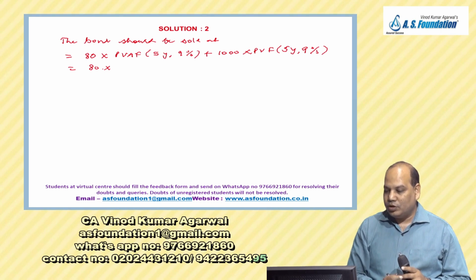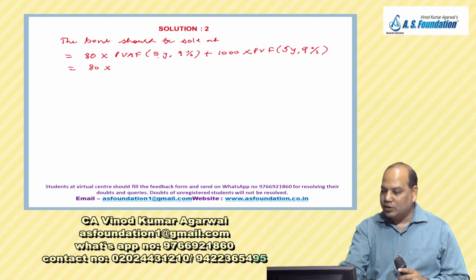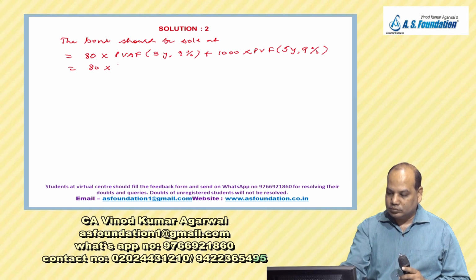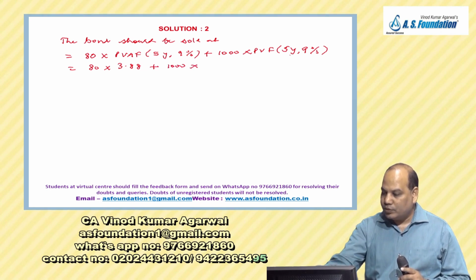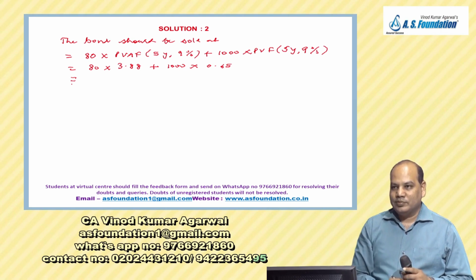Do you have a calculator? What is the factor of 5 year and 9%? 3.88. And this is 1000 into only 5th year factor, point something, 65. Bring a calculator also. Seems like a theory subject, but I will introduce problems.